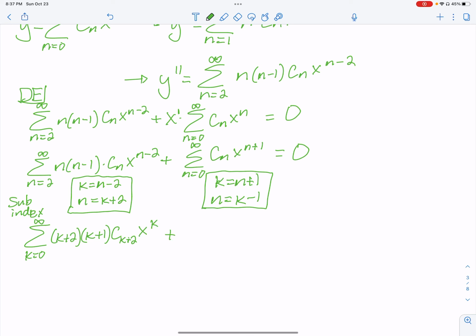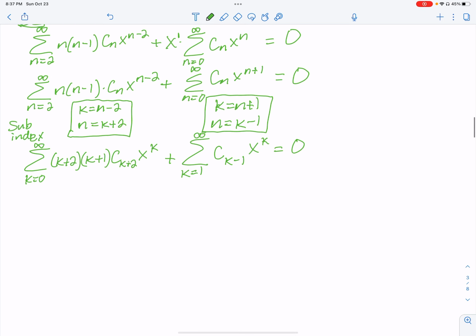So that's that one. Now I use the second set of subs. n is 0, so that means k equals 1 to infinity, and then I sub my n's, c_(k-1), and then x^k. Cool, we have that set.